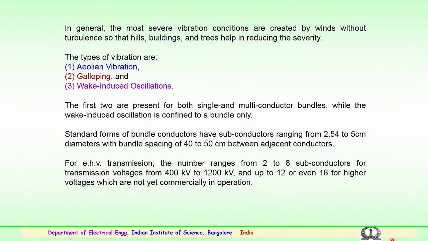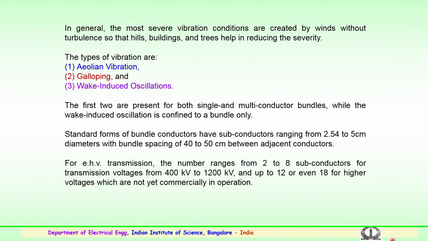So, these three types of vibrations are to be noted by transmission engineers and have to be considered while designing the transmission lines. The first two, the aeolian and the galloping types of vibrations, are normally present for both single and multi conductor bundles. It could be for a very low voltage or for higher voltages, while the third, wake induced oscillations, is confined to the bundle conductor only. Bundle conductor, again, could be twin, quadruple or 8 conductor. So, wake induced oscillations are confined to that particular bundle.